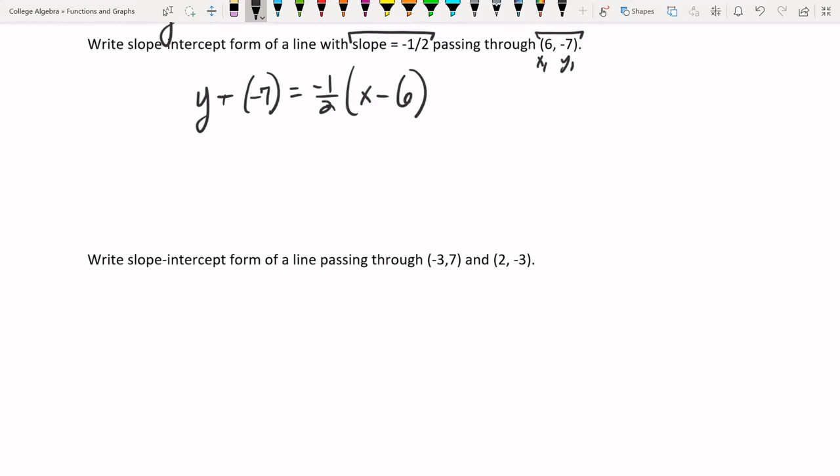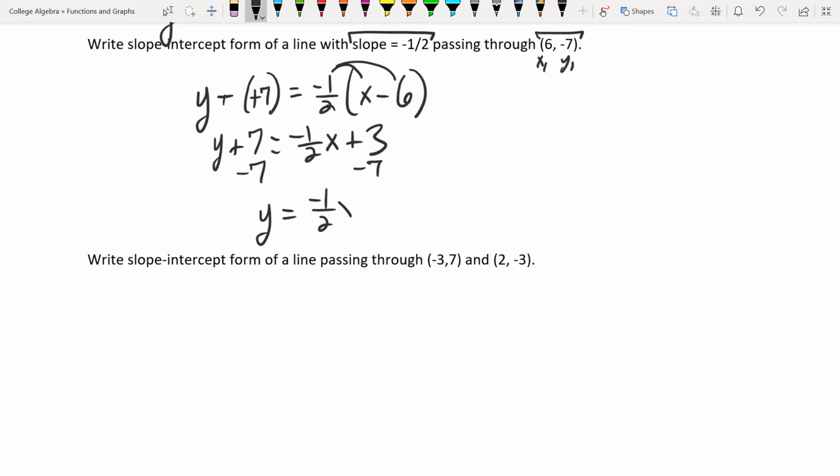So first off, those cancel. We get y plus 7. And we distribute the -1/2. Plus -1/2 times -6 is +3. Subtract 7, and we have y equals -1/2 x minus 4. That's the same thing as y equals mx plus b. So the y-intercept is -4, and the slope is -1/2.